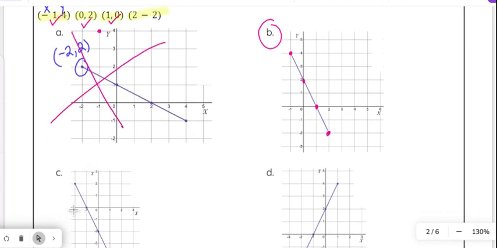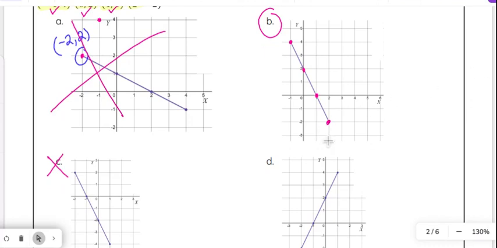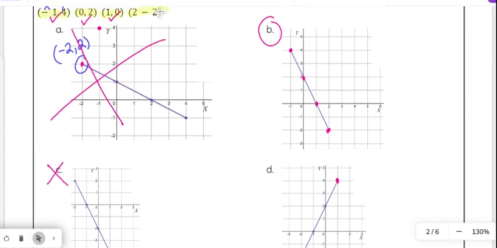We have on C, (-2, 2) again, which is not one of our ordered pairs. You can see that it's in the same spot as this point on choice A, so we can go ahead and eliminate choice C. And then on D, you can see right here, this first point that I see up here is (1, 4), and (1, 4) is not one of our ordered pairs on this list. So again, we can use that as a way to quickly eliminate option D. So B would be our answer on this one.